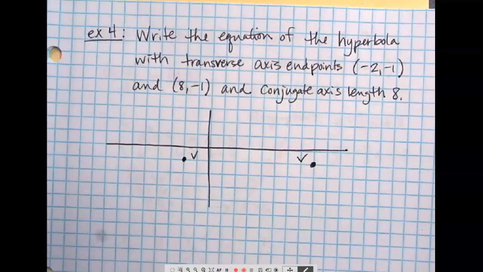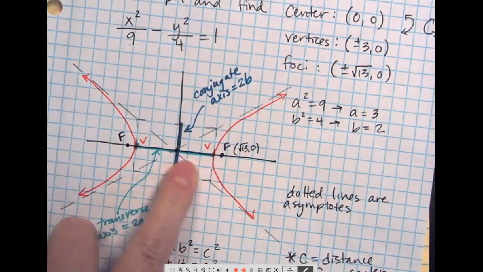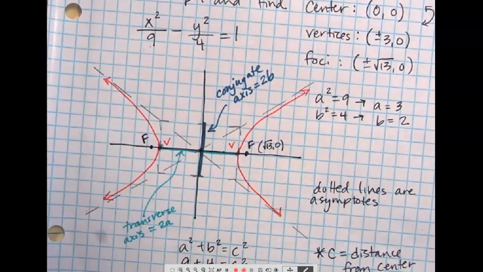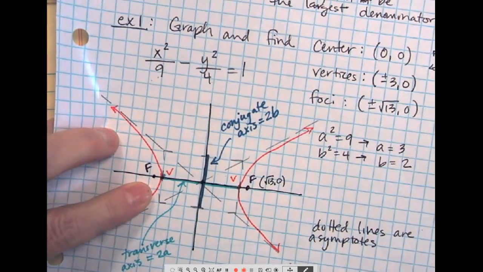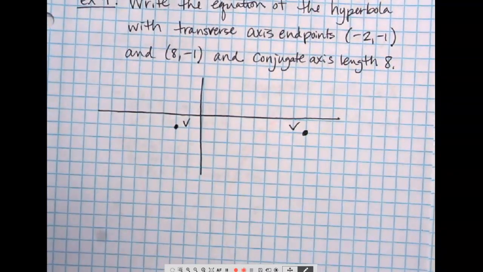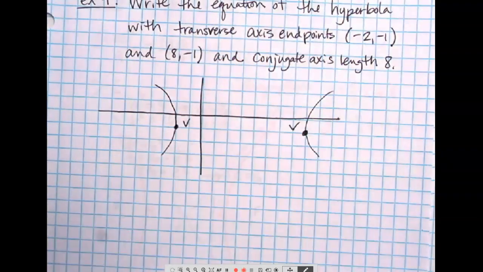Transverse axis connects the vertices. And the conjugate axis is the other segment that determines the size of the rectangle. All right, so if I have the endpoints of a transverse axis, then I'm given the vertices. The fact that these are the vertices tells me that this is what kind of hyperbola? Horizontal. Okay, so my graph has to go something like this. I'm not going to graph it, but it's got to go that way, right?